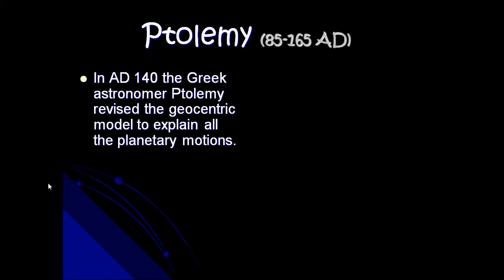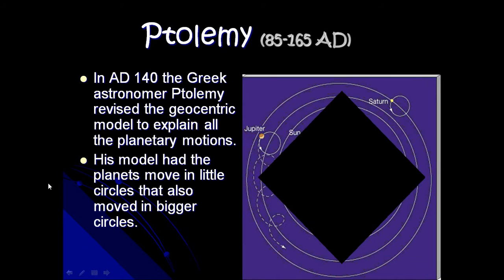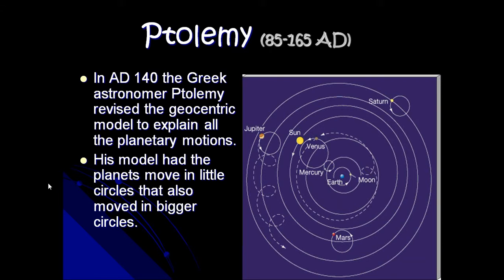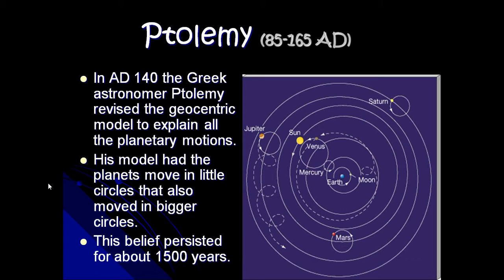Ptolemy. Yes, the P is perhaps silent, so Ptolemy. In AD 140, the Greek astronomer Ptolemy revised the geocentric model to explain all the planetary motions. His model had the planets move in little circles that also moved in bigger circles. It's kind of a proposal of a loop-de-loop planet situation. And this belief actually persisted for about 1,500 years.